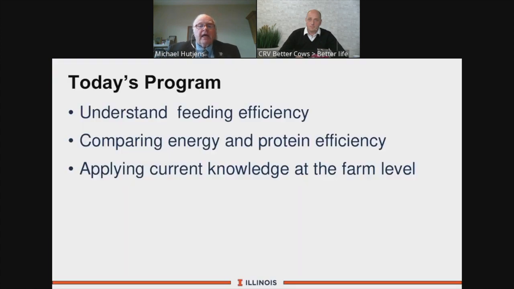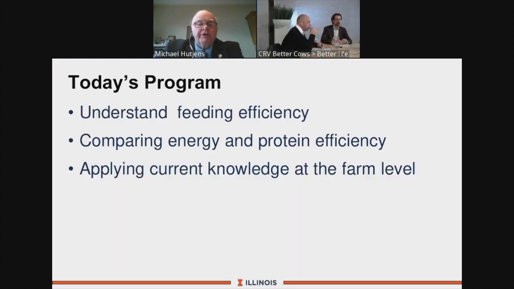So let's get on with today's program. In the next 30 minutes, I hope to discuss with you understanding feed efficiency, both in energy and protein, look at the comparisons of these two approaches, and then hopefully give you some tools, some knowledge that you can take back to the farm and apply in today's program.